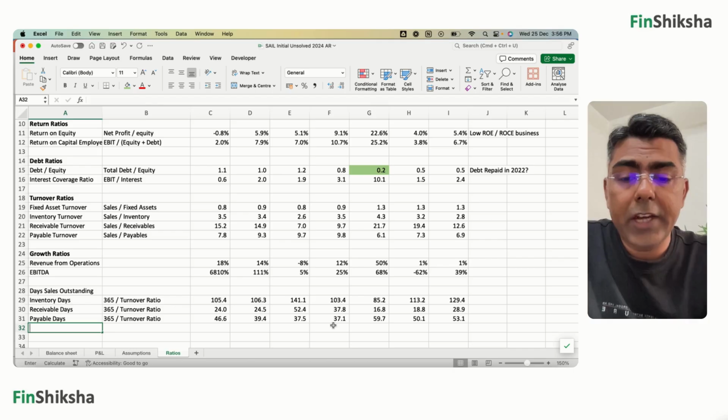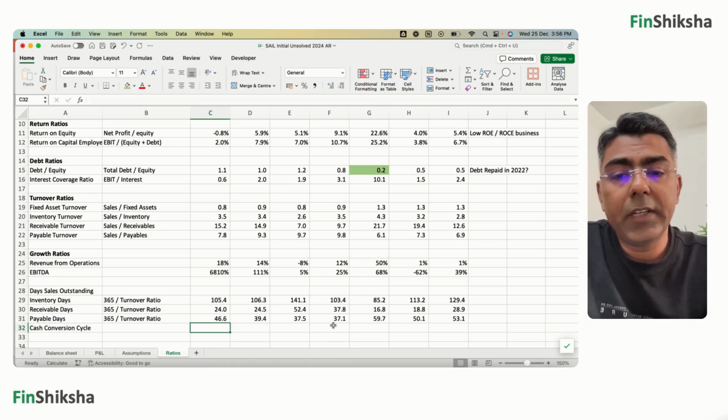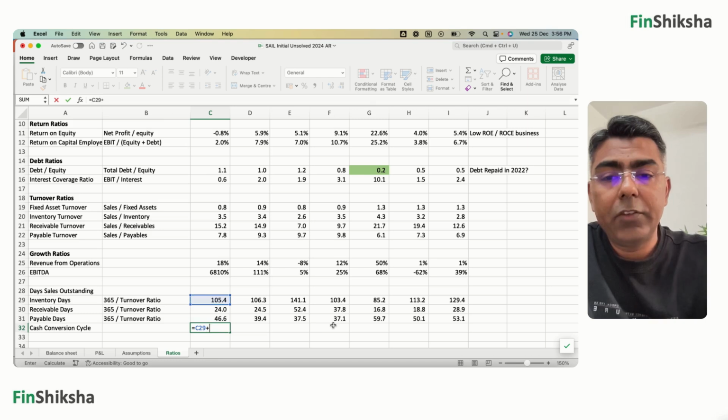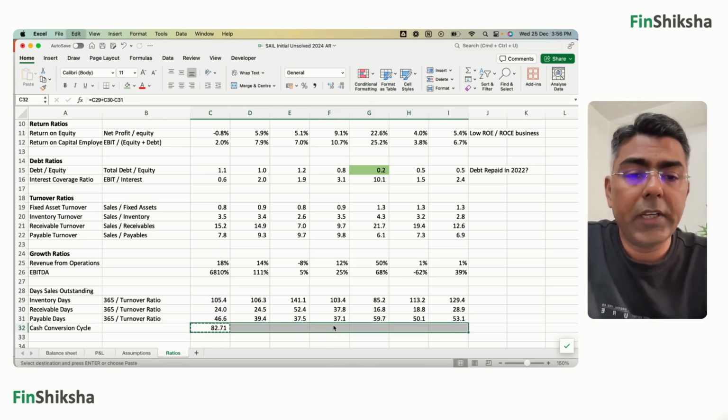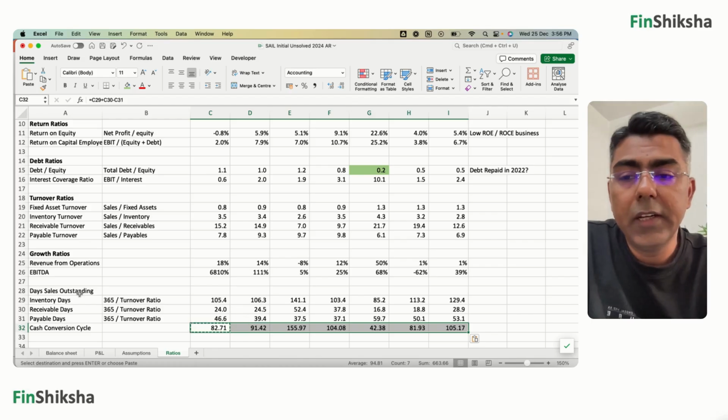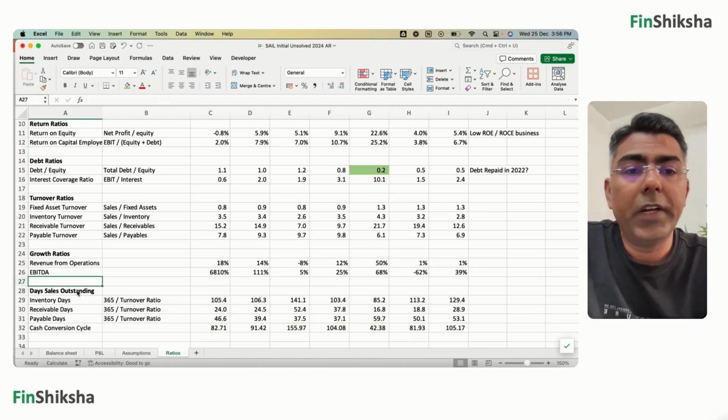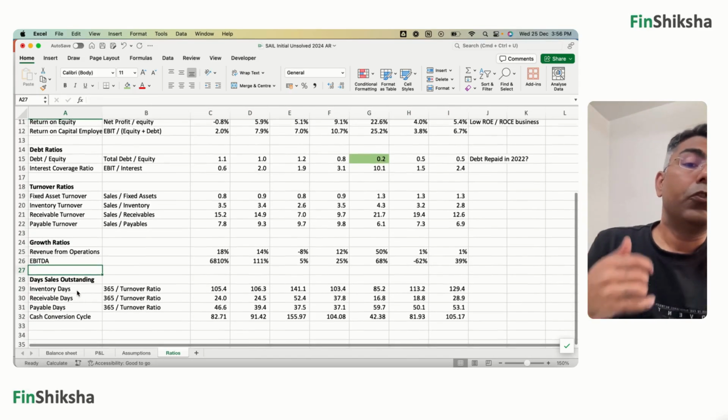If you want to look at cash conversion cycle, the formula for that is basically inventory days plus receivable days minus payable days. So approximately what is your cash conversion cycle? That data is also calculated and available here, right? So we can dig deeper.